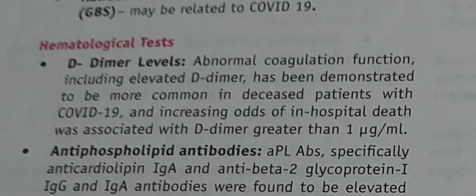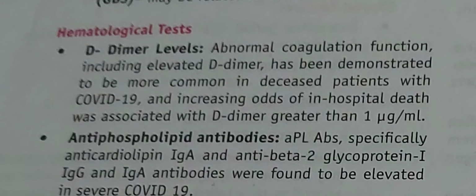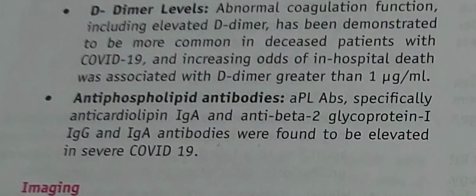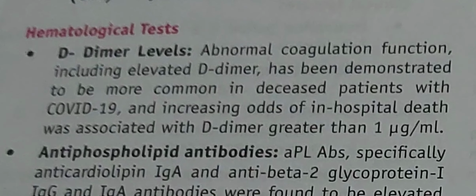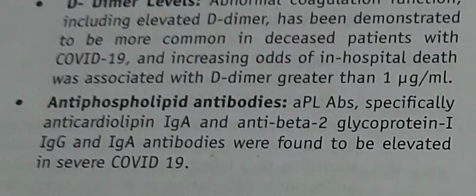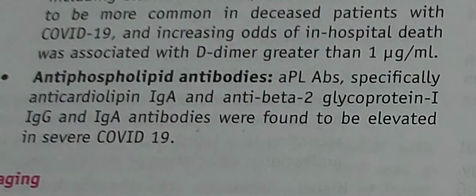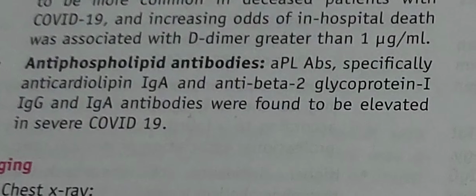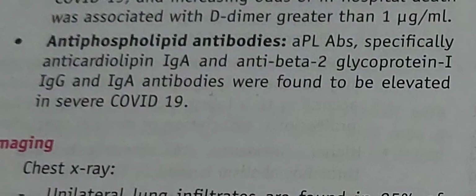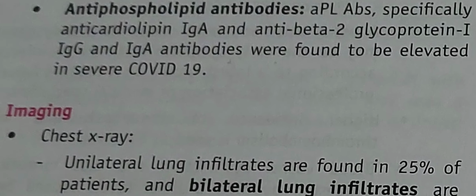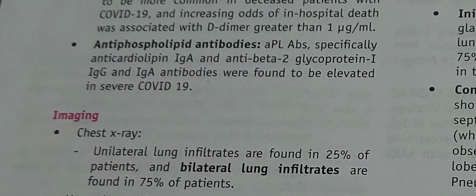Talking about hematological tests, which are important, we can go with D-dimer tests and antiphospholipid antibodies. D-dimer levels are abnormal if there is abnormal coagulation function. Elevated D-dimer has been reported to be a common finding in diseased patients and increases the odds of in-hospital death. Antiphospholipid antibodies, specifically anticardiolipin and anti-beta 2 glycoprotein IgG and IgA, were found to be elevated.